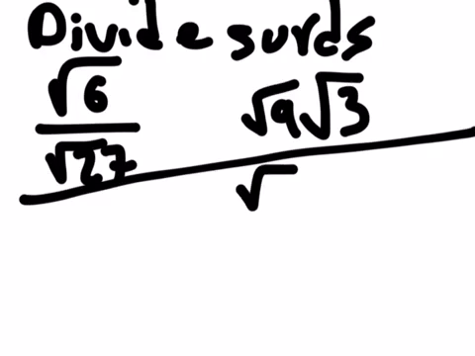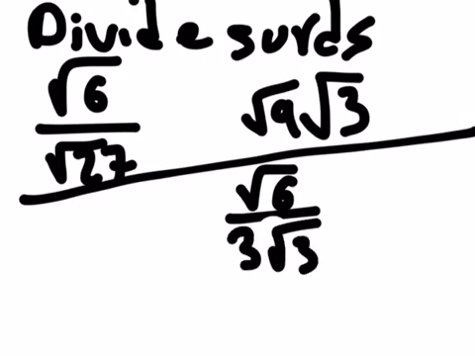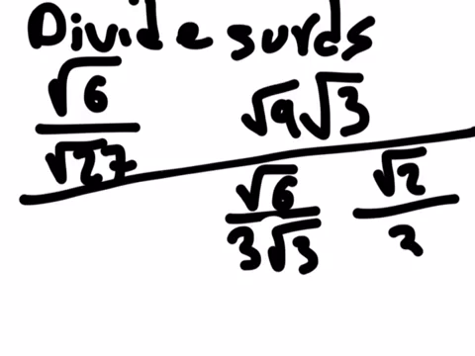Now, it would be something like this. The square root of 6 and the square root of 3 over the square root of 3. Now, we divide 6 by 3. We do a normal division with the two numbers inside the square root. And so we get root 2 over 3.